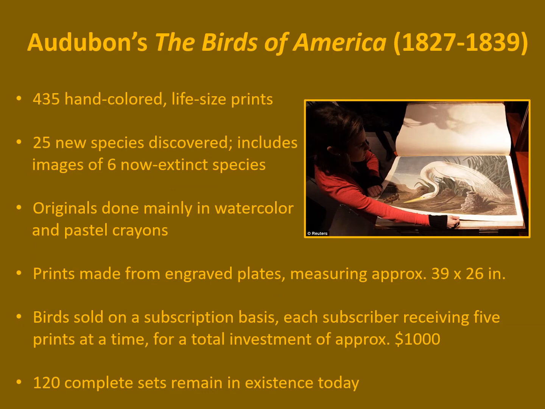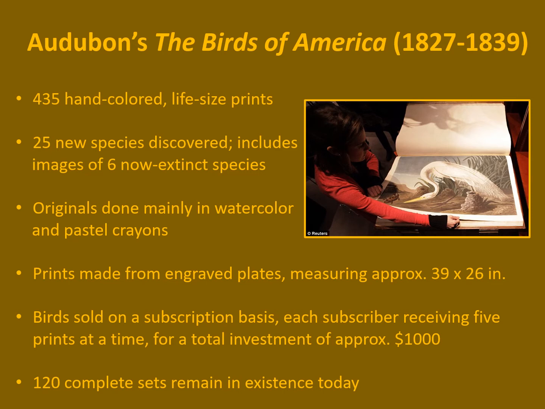Let's take a quick look at some of the statistics of Audubon's work. 435 hand-colored life-size prints. 25 new species were discovered by Audubon, including 6 which are now extinct. The originals were mainly done in watercolor and pastel crayons, and then prints were made from engraved plates, and these were large in size, 39 by 26 inches.